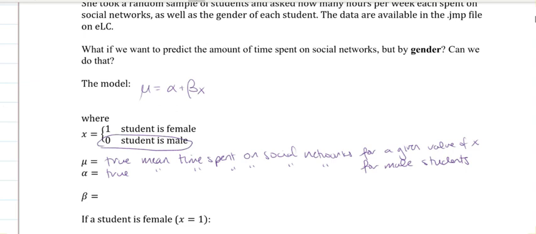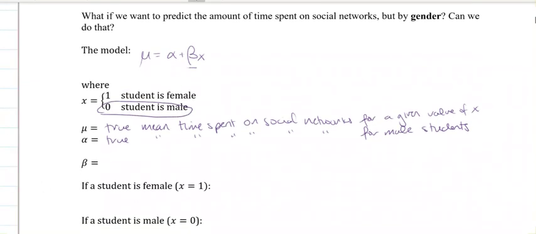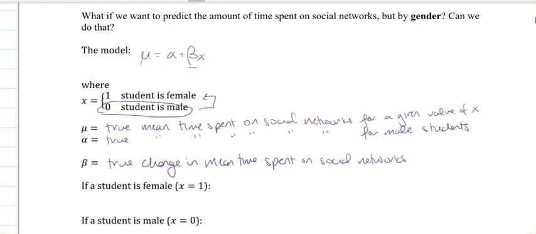And then finally, we would define beta. And beta here looks like a slope, so it's going to be the true mean change, or the true change in the mean time spent on social networks. But the change for what? The change for a 1 unit increase, and 1 unit means from 0 to 1 in this case, so that's the true change in the mean time spent on social networks from males to females, or for females versus males.